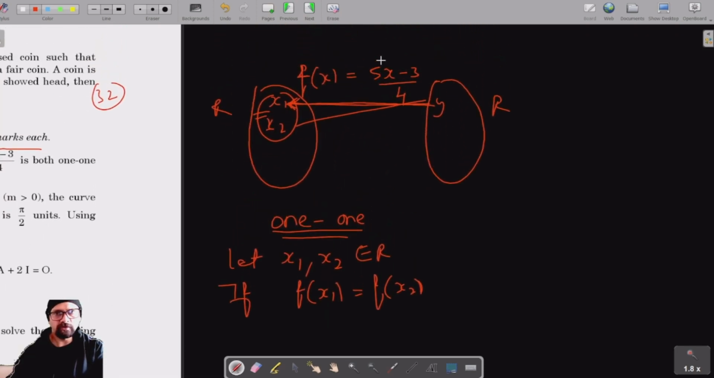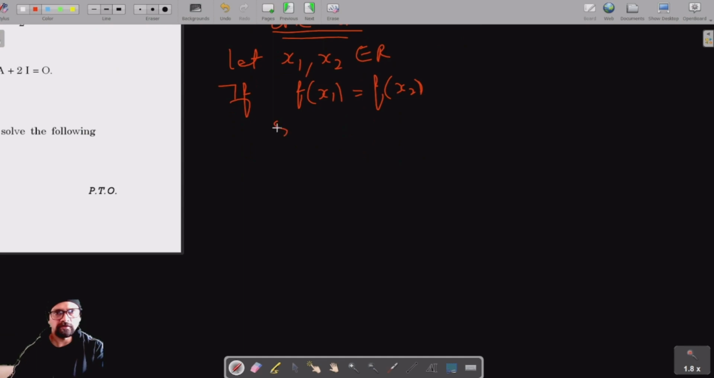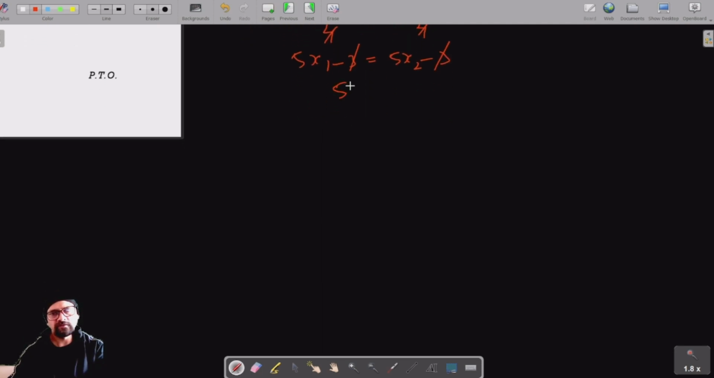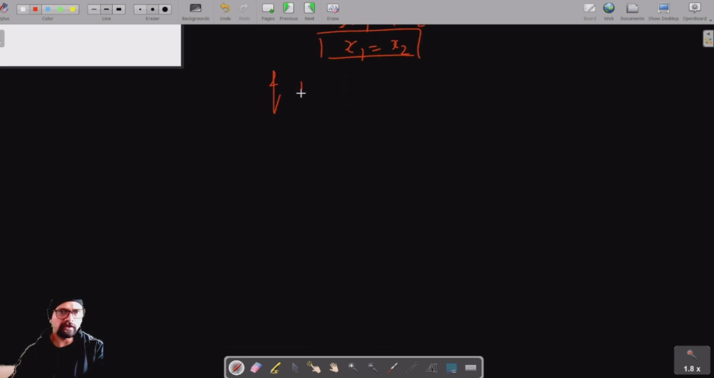So f of x1 according to this function is (5x1 minus 3) by 4, equal to (5x2 minus 3) by 4. 4 and 4 get cancelled. So 5x1 minus 3 is equal to 5x2 minus 3. And this is 5x1 is equal to 5x2. 5 and 5 get cancelled. x1 is equal to x2. Therefore, f is one-one.